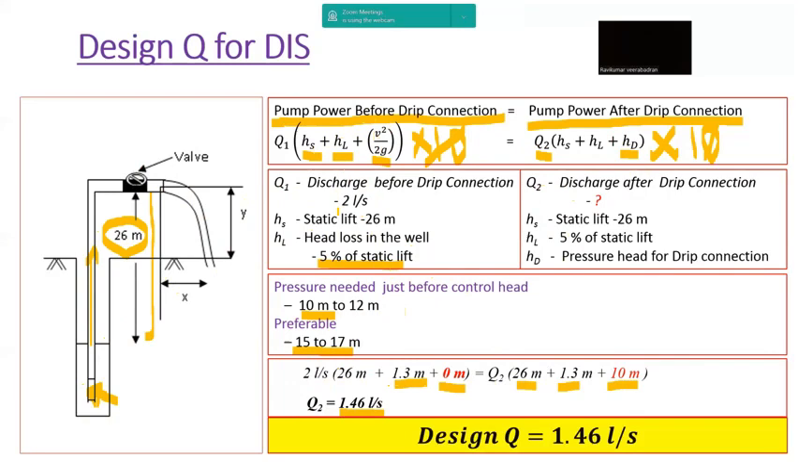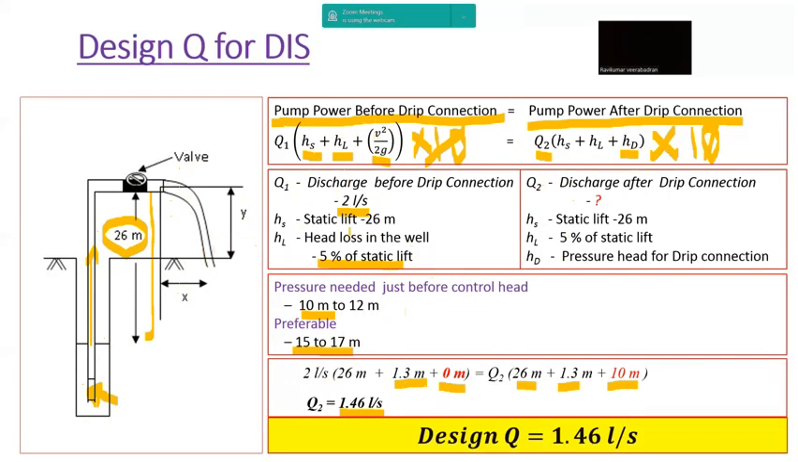This is less than 2 liters per second. What does this mean? This 1.46 liters will be the discharge rate we will most probably get after the drip system is connected, if our operating pressure at this place is 10 meters of pressure head. From this calculation, we are able to find out what the reduced discharge will be.